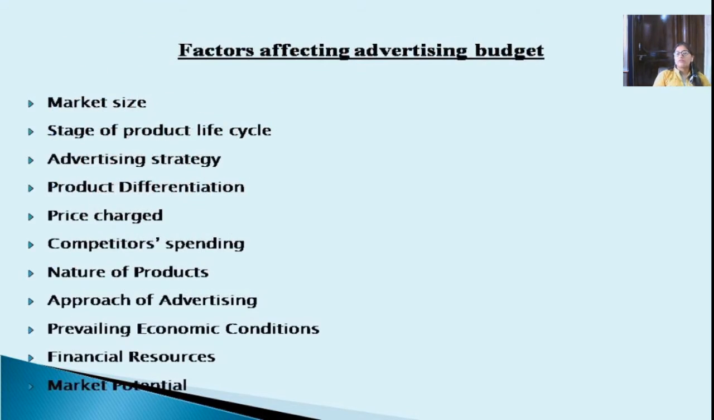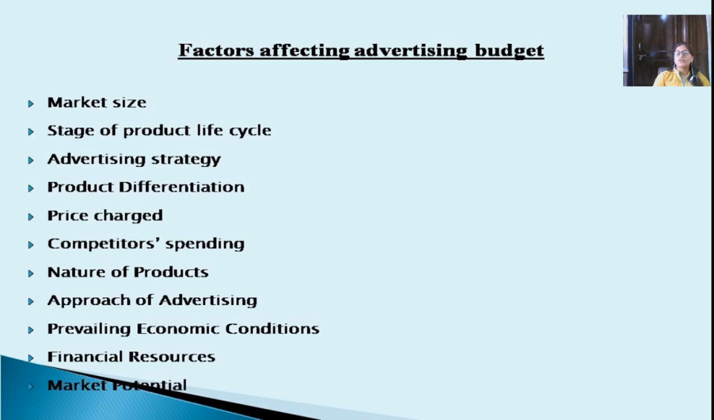These are the factors which affect advertising budget. First is market share. It depends upon the market share how much we are going to spend on advertising. If we want to grab a large amount of market, accordingly advertising budget has to be increased. Then is stage of product life cycle. Whether the product is at introduction stage, growth stage, maturity or decline, we have to decide at which stage our product is. Accordingly advertising is done and budget is allocated.